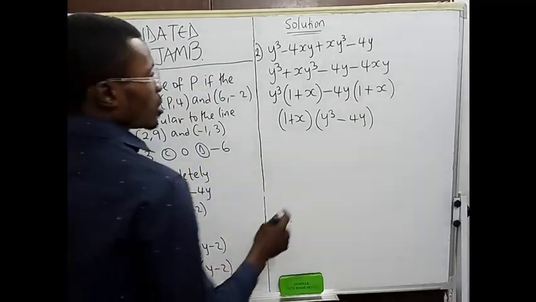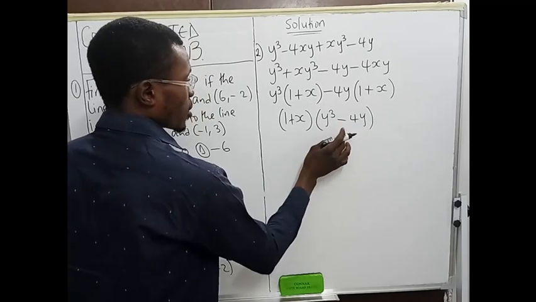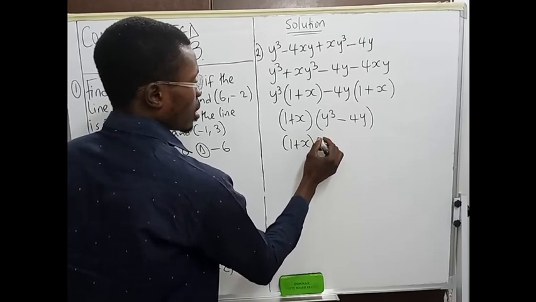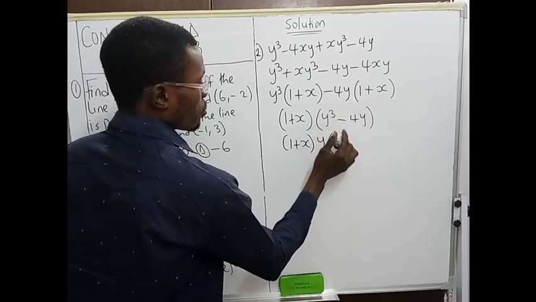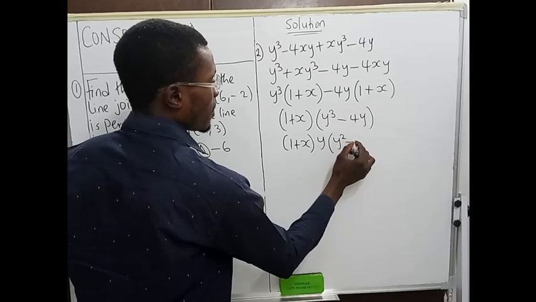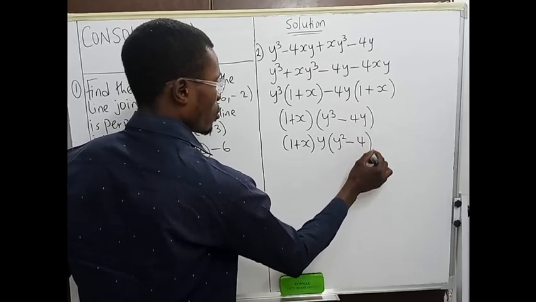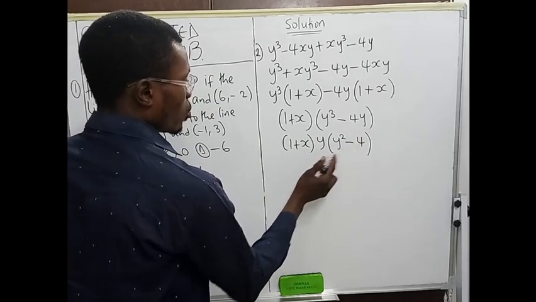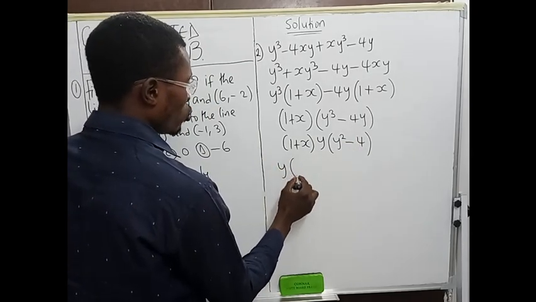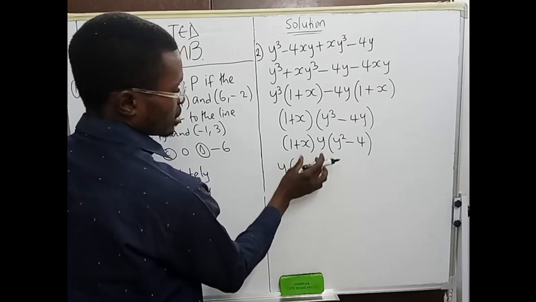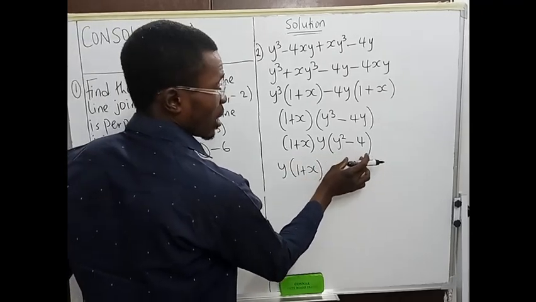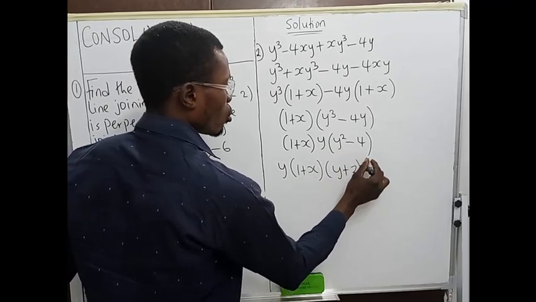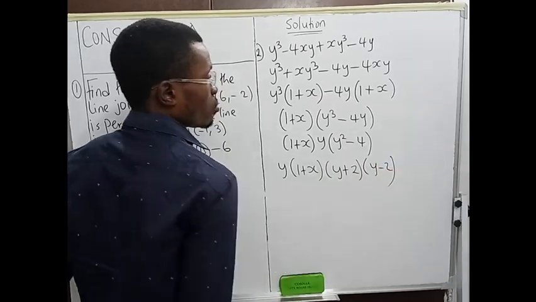Here also y is common. I factor out y from here. I'm going to have 1 plus x, right? Bring out my y. Factor out y from here, I have y squared minus, factor out y from here, I have 4. This will give me a difference of 2 squares, which can be expressed as y into 1 plus x, like these two terms. Then I apply difference of 2 squares here. I have y plus 2, y minus 2.